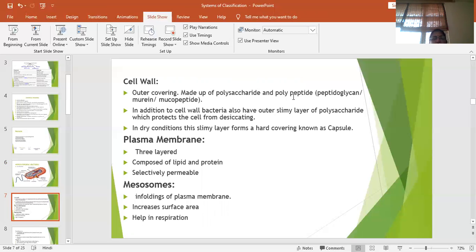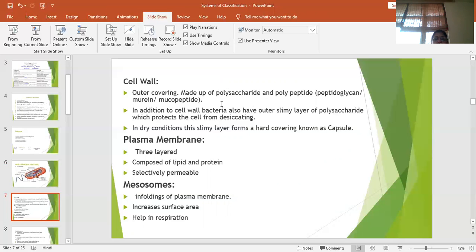Now, as I say, thousands of types of polysaccharides are present in all the living organisms, and different types of polypeptide. In bacteria, these are peptidoglycans or murein or mucopeptide. They are the different names of polysaccharide and polypeptide. Now, when you are following any other book, you may get different names. But as it is not a single molecule, it's a different type of molecules. And as I said, in the bacterial cell wall, different types of polysaccharides and polypeptides are present.